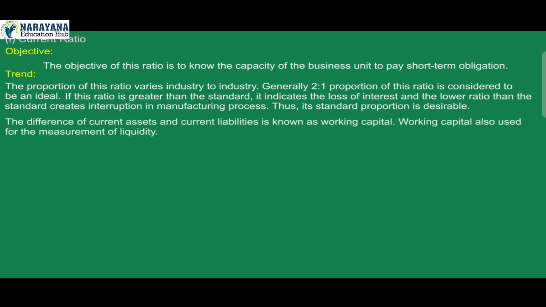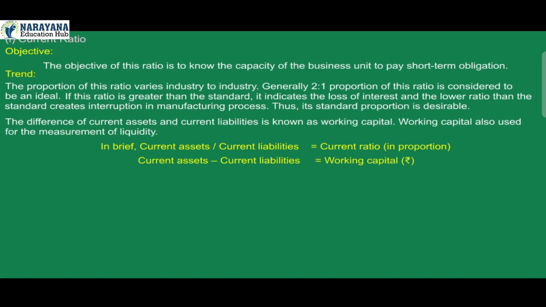The difference of current assets and current liabilities is known as working capital. Working capital is also used for the measurement of liquidity. In brief, current assets divided by current liabilities is equal to current ratio, in proportion. Current assets minus current liabilities is equal to working capital, in rupees.